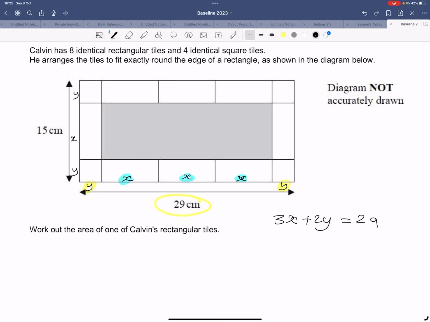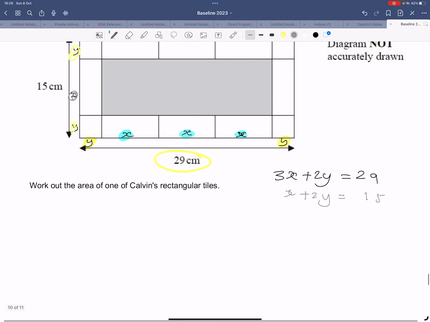And similarly, I'll do exactly the same. I have 2 y's here and 1x. So 2 y's and 1x. Therefore, I can write my second equation: x plus 2y equals the solution of 15 centimeters.